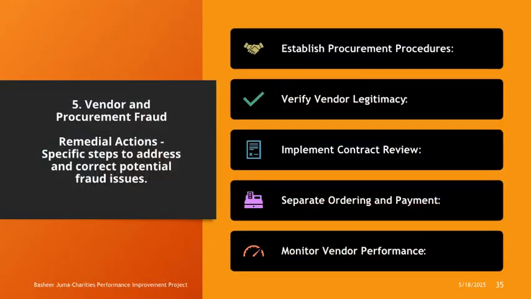Remedial actions. Establish procurement procedures. Create clear processes for vendor selection and competitive bidding. Verify vendor legitimacy. Conduct due diligence on new vendors before approving payments. Implement contract review. Have qualified individuals review significant contracts before signing. Separate ordering and payment. Divide responsibilities for selecting vendors, approving purchases, and processing payments. Monitor vendor performance. Regularly evaluate vendor quality, pricing, and reliability.